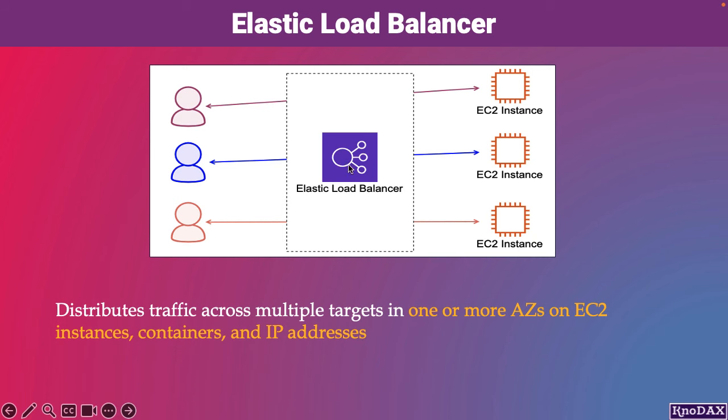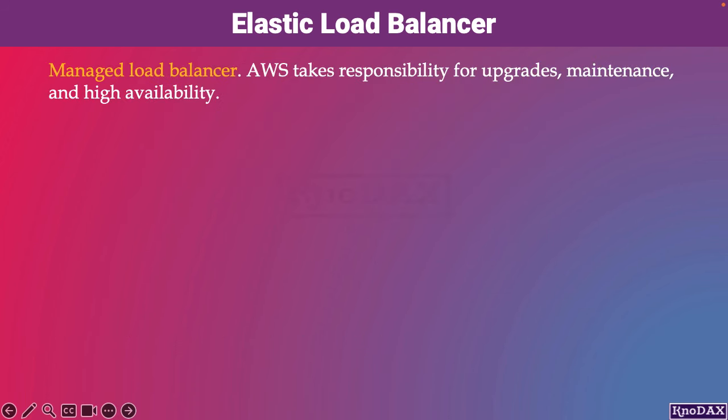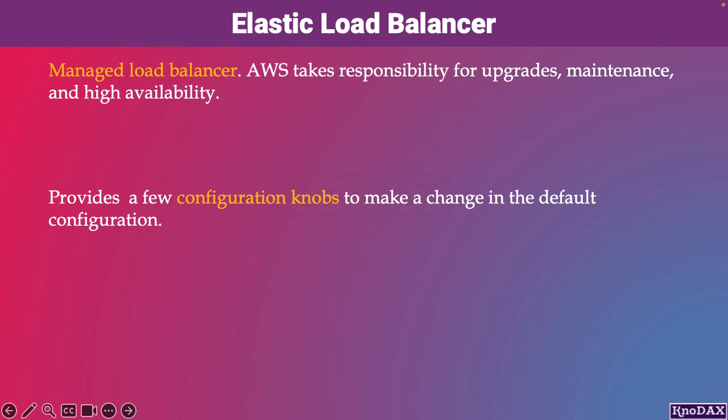Let's continue our discussion further about Elastic Load Balancer, which is also called ELB. An Elastic Load Balancer, or ELB, is a managed load balancer. Since it is a managed load balancer, AWS takes responsibility for upgrades, maintenance, and high availability. There are a few configuration knobs available to make changes in the default configuration. But you can set up your own load balancer. It can cost less. However, setting up your own load balancer takes much effort.